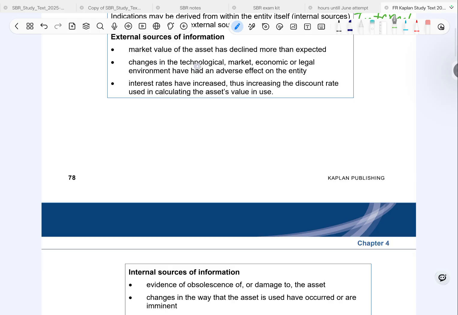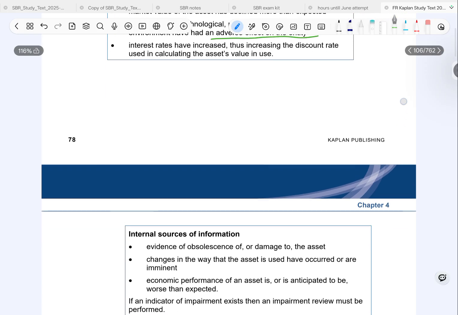Changes in the technological, market, economic, or legal environment have led to an adverse effect on the entity. Computers which were in trend 20 years ago are not at all in trend right now because of technological development. That's also an indicator.